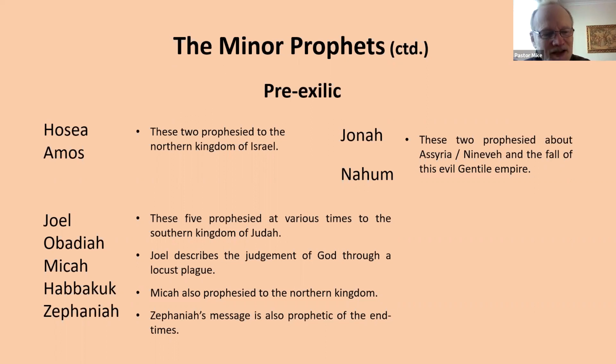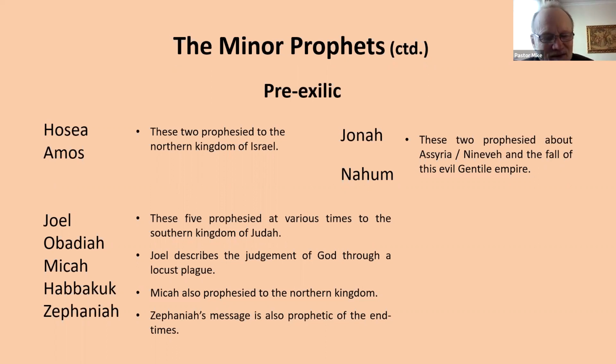Then over on the left, down at the bottom, you've got the other five, and that's Joel, Obadiah, Micah, Habakkuk, Zephaniah. And these five men all prophesied at various times to the southern kingdom of Judah. So they prophesied a little bit later than Hosea and Amos, who were earlier, with the exception of Micah, because Micah also prophesied to the northern kingdom as well, but mainly to the southern.